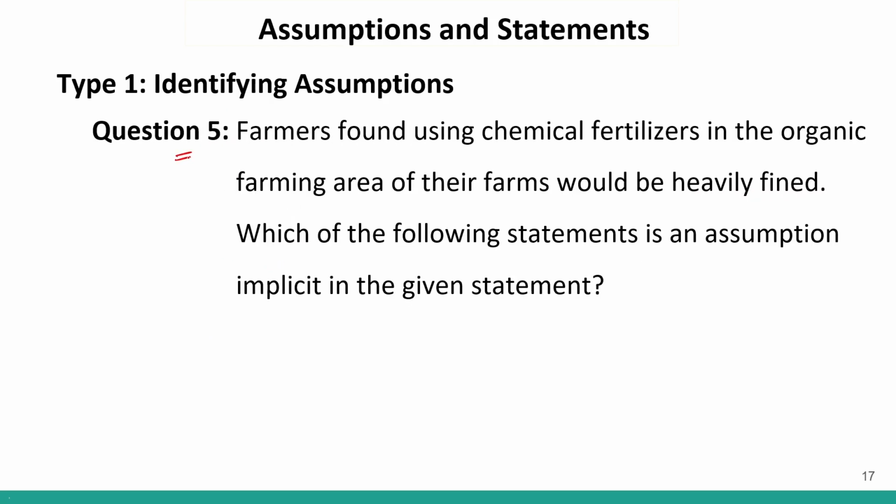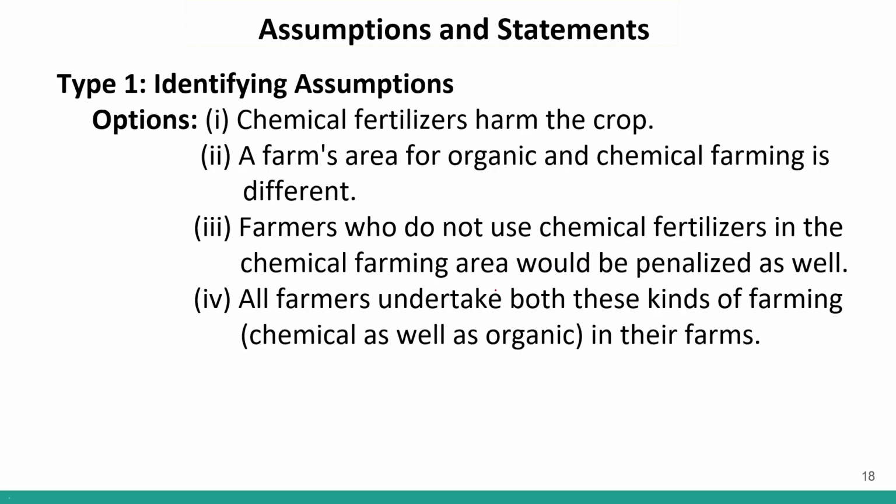Question number 5 says, farmers found using chemical fertilizers in the organic farming area of their farms would be heavily fined. So it is a warning for the farmers that are using chemical fertilizers even in the organic farming area, that they will be heavily fined. We have to find out which of the following statements is an assumption implicit in the given statement. So let us look at the assumptions.